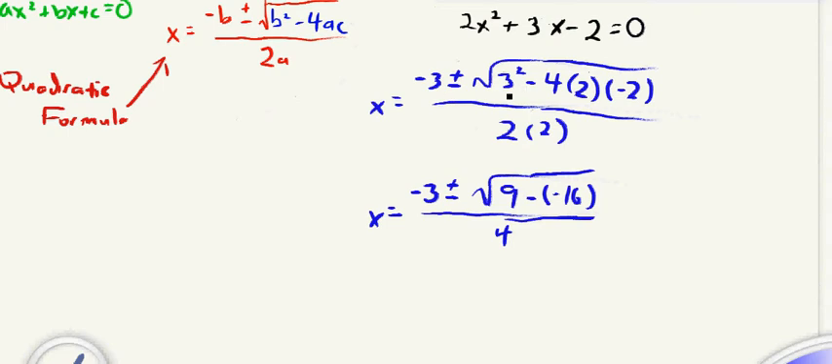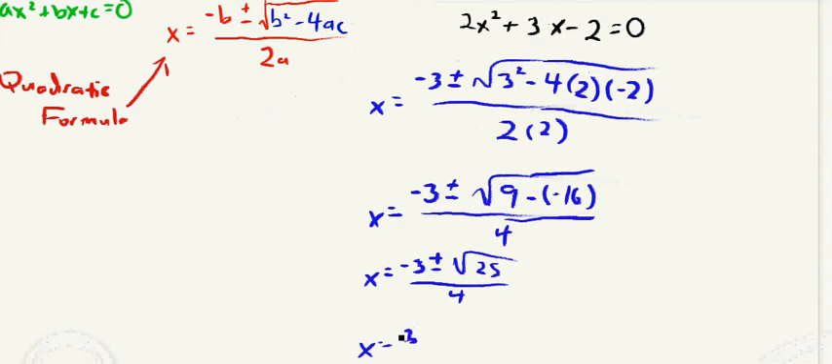All right, next we just finish simplifying it. Okay, so we're going to have that x equals negative 3 plus or minus the square root of 9 minus negative 16, which is the same thing as 9 plus 16, so that's going to give us positive 25, over 4. And then we just simplify this down one more time. X equals negative 3 plus or minus, and then the square root of 25 is just 5. So we've got negative 3 plus or minus 5 over 4.